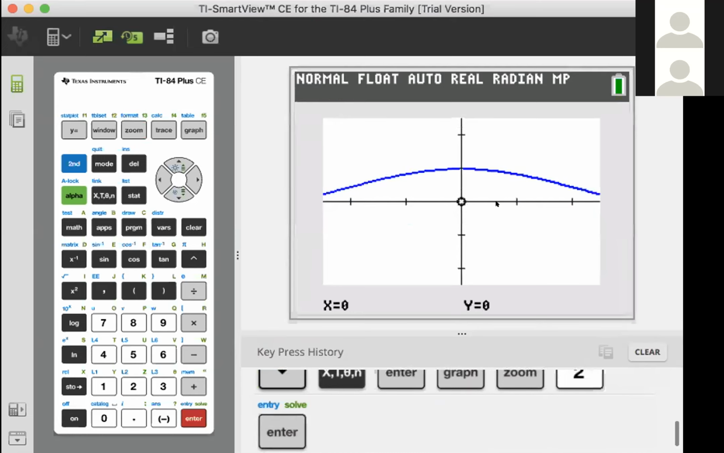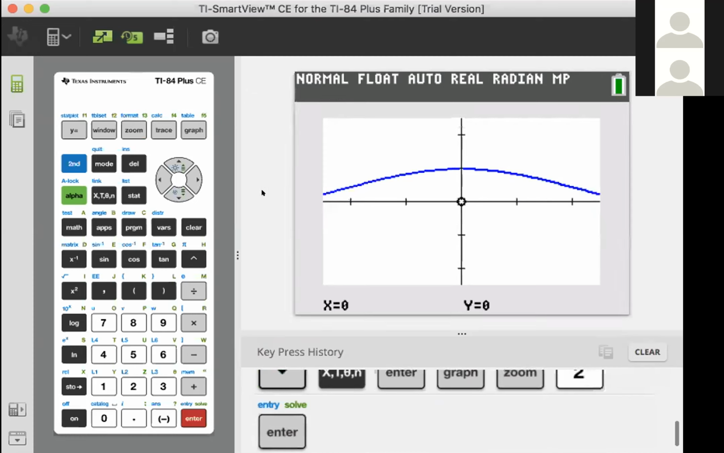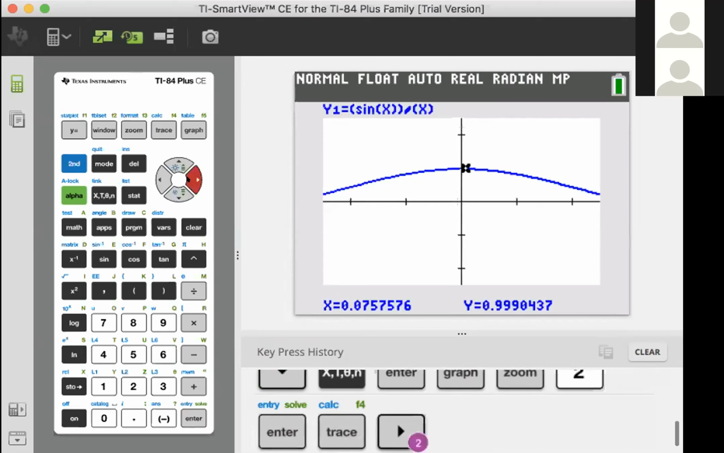Notice how this value right here is 1 and this value right here is 2. And as the blue line gets closer and closer to 0 from the right side, we're approaching this value. From the left side, as you get close to 0, you're also approaching that same value. The question is, what is this value? On the TI-84, I'm going to press trace. Let's see if this works. Okay, there we go.